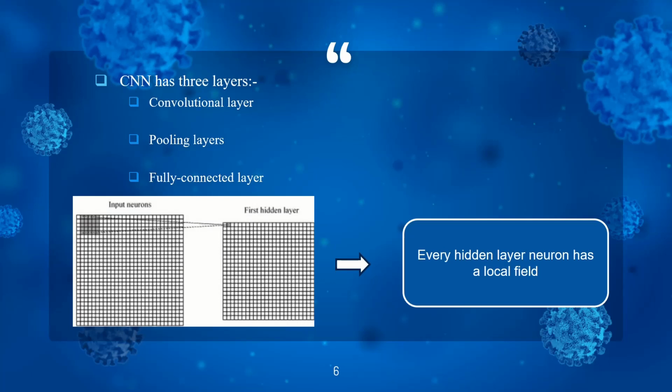The third one is the fully connected layer. These layers are the last layers of the convolution neural network, and the input corresponds to the flattened one-dimensional matrix. We can see the input neurons in the image, and we can see the first hidden layer. Every neuron in a hidden layer has a local connection.